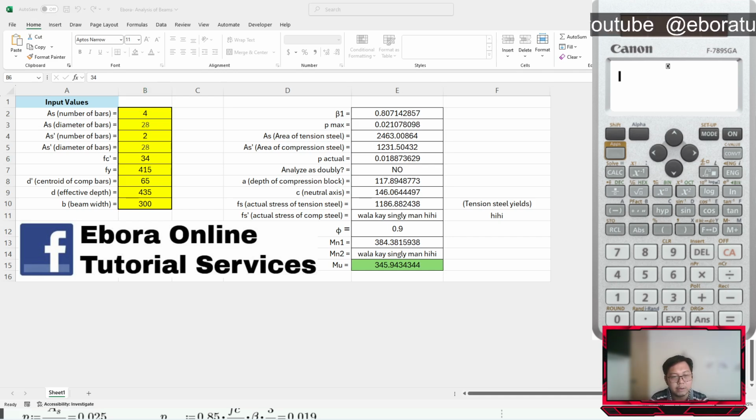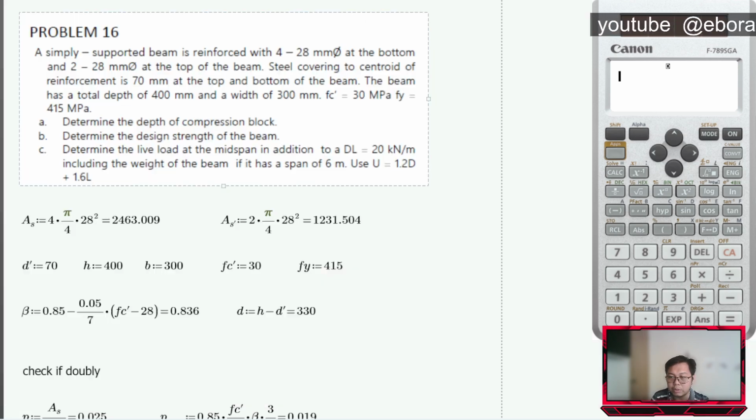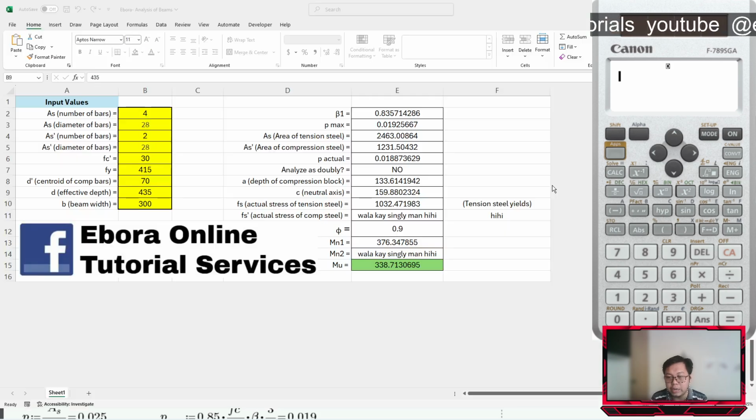So anyway, FC prime muna. Ano yung FC prime? That's 30. Ang Fy is 415. And then ang D prime, ang covering, is 70. Walang effective depth D. Notice sa given problem, walang effective depth na sinabi, but rather sinabi yung total depth. So, kayo na lang ang bahalang mag-subtract. So, that's 400 minus 70, that's obviously 330.